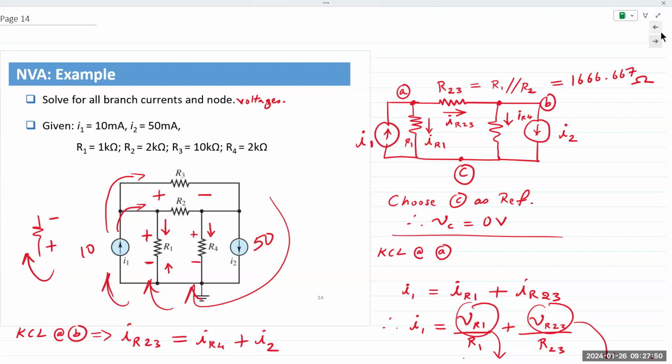So here, I'm assuming the current goes this way. Here, I'm assuming it's going down. But because this is 50 milliamps and this is 10 milliamps, logic would state that this is a larger current, so it's probably going to force current going up rather than going down. I chose going down specifically to make a point that even if we receive a negative answer, it does not mean that our answer is incorrect. You can solve this entire problem with it going up, and you receive positive answers.